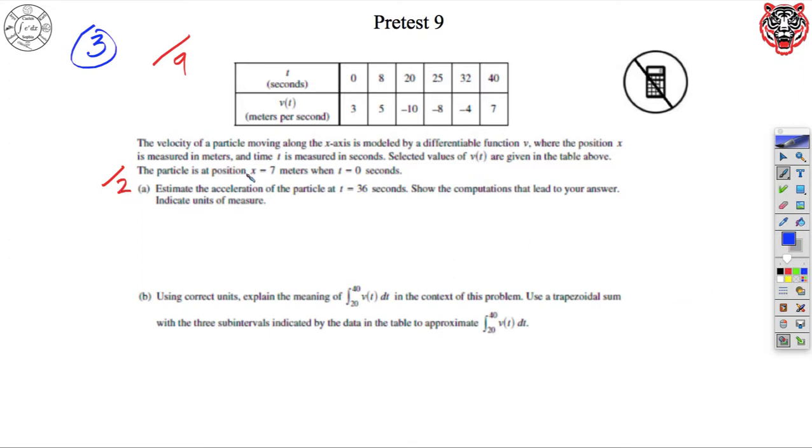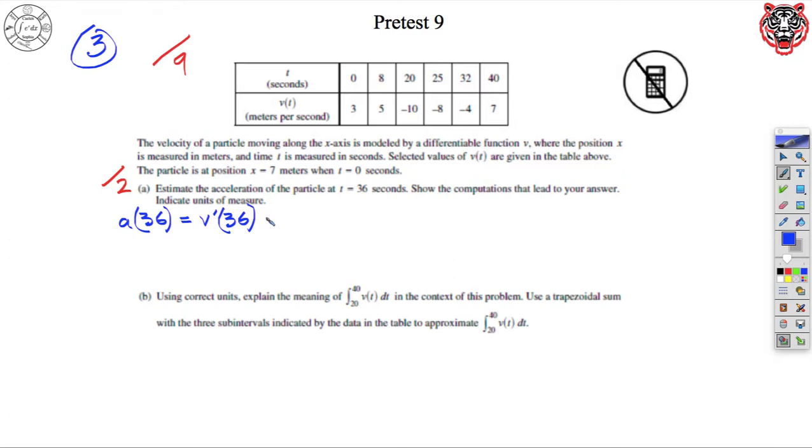Let's go ahead and solve part A. Estimate acceleration at t equals 36. Show the computations that led to your answer, indicate units. So, acceleration at 36. How do we find that? Well, acceleration at 36, that's the same thing as v prime at 36. The derivative of velocity gives you acceleration. Bit of physics review, right?